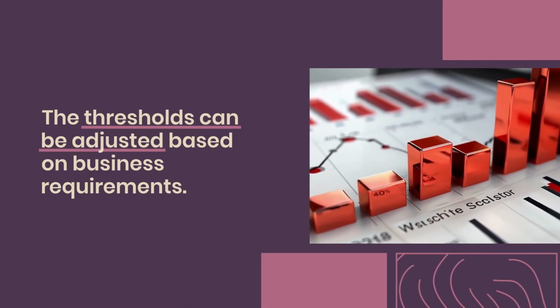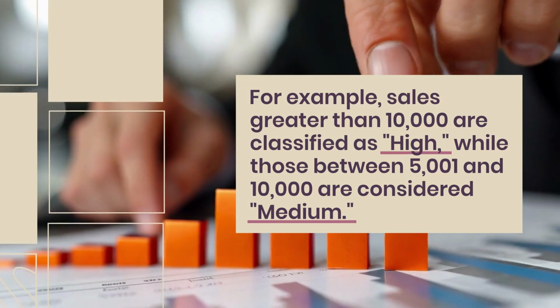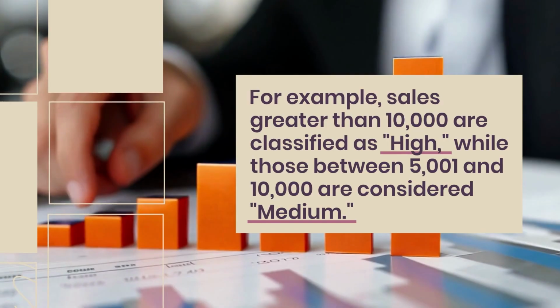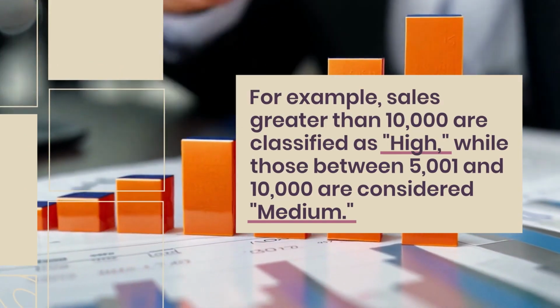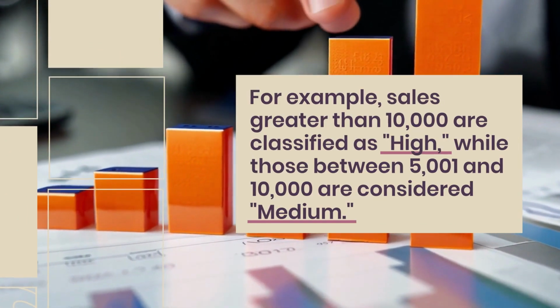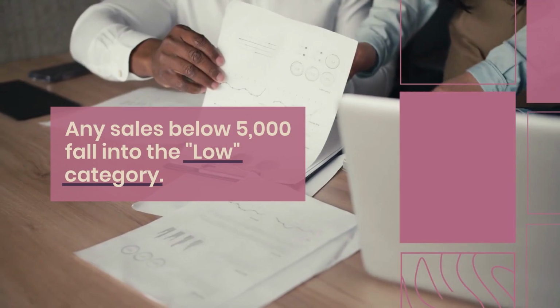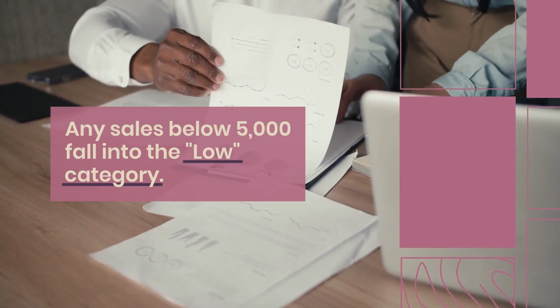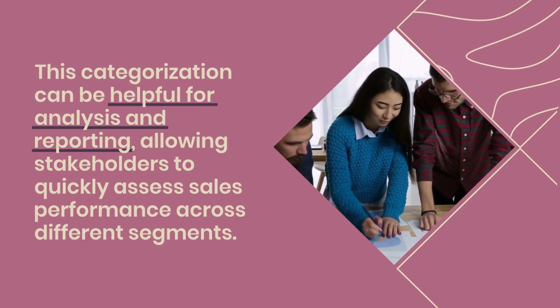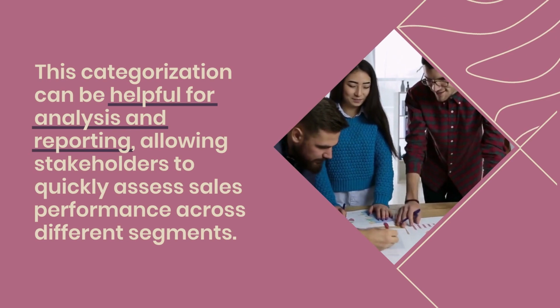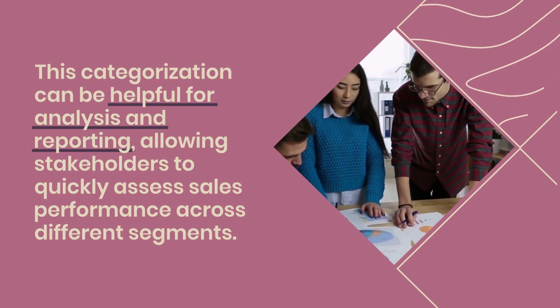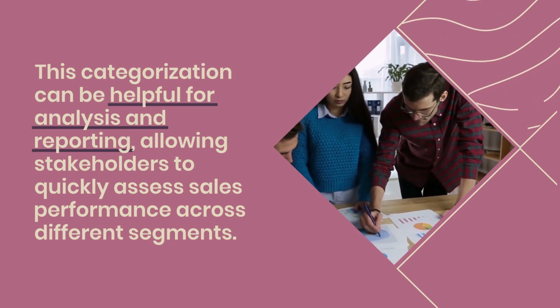The thresholds can be adjusted based on business requirements. For example, sales greater than 10,000 are classified as high, while those between 5,001 and 10,000 are considered medium. Any sales below 5,000 fall into the low category. This categorization can be helpful for analysis and reporting, allowing stakeholders to quickly assess sales performance across different segments.